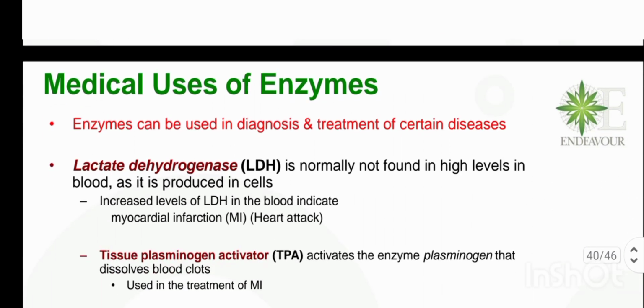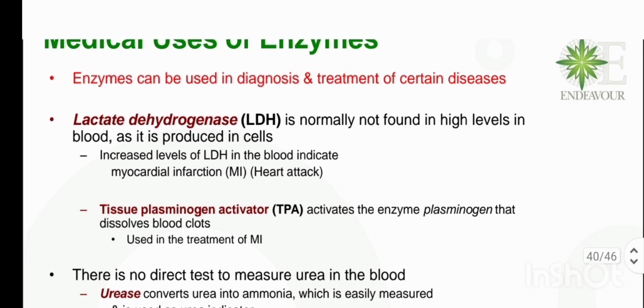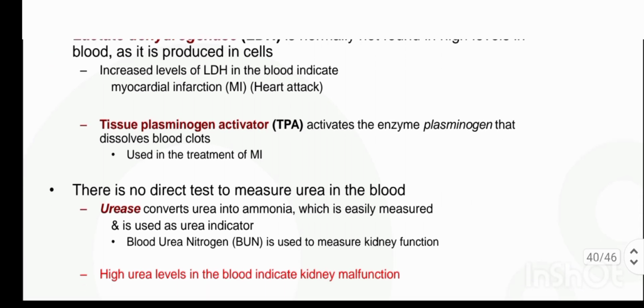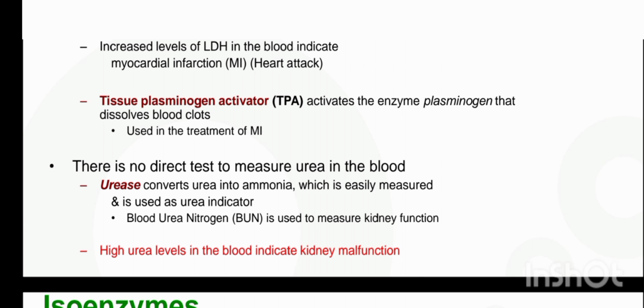Medical uses of enzymes. Enzymes can be used in the diagnosis and treatment of certain diseases. Lactate dehydrogenase, LDH, is normally not found at high levels in the blood as it is produced in the cell. Increased levels of LDH in the blood indicate myocardial infarction and heart attack. Tissue plasminogen activator, TPA, activates the enzyme plasminogen that dissolves blood clots, used in the treatment of MI.